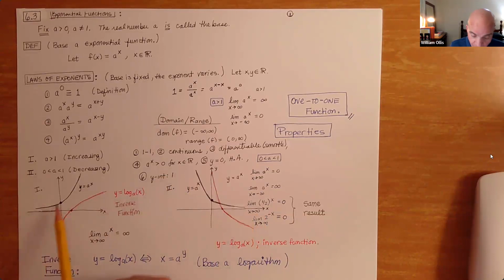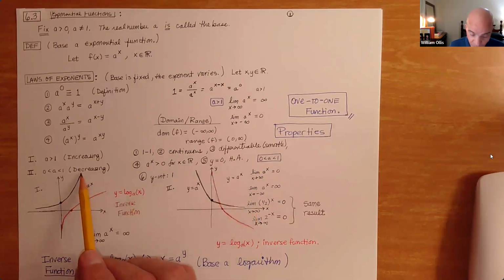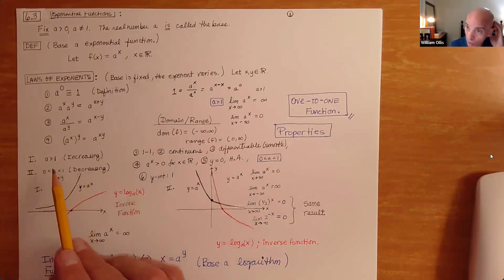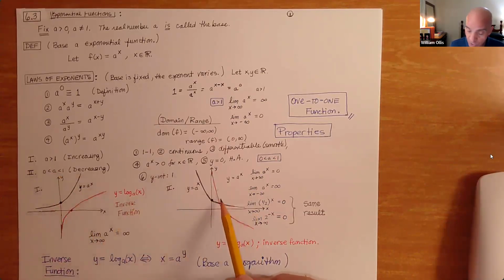So notice for the case where A is greater than 1, as x approaches negative infinity, the base A exponential approaches 0. Now for the case where A is between 0 and 1, as x approaches infinity, the base A exponential function approaches 0. So that's the difference between this case where we have an increasing function for A bigger than 1, and we have a decreasing function when A is between 0 and 1.